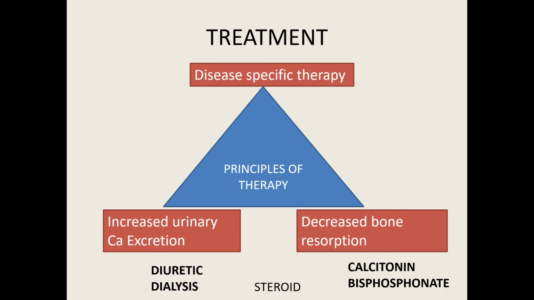So now coming to treatment. Treatment is disease specific. If there is an adenoma of the parathyroid, then we have to surgically remove it. Another is to increase urinary calcium excretion by diuretics and dialysis. And third, we can decrease further bone resorption by the use of calcitonin, bisphosphonates, and steroids.